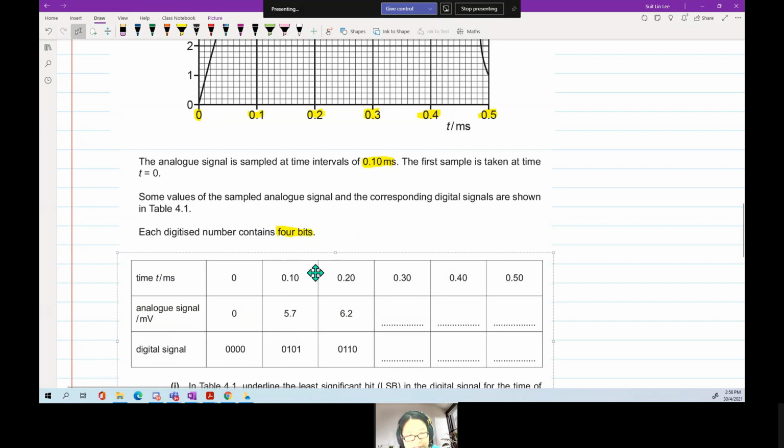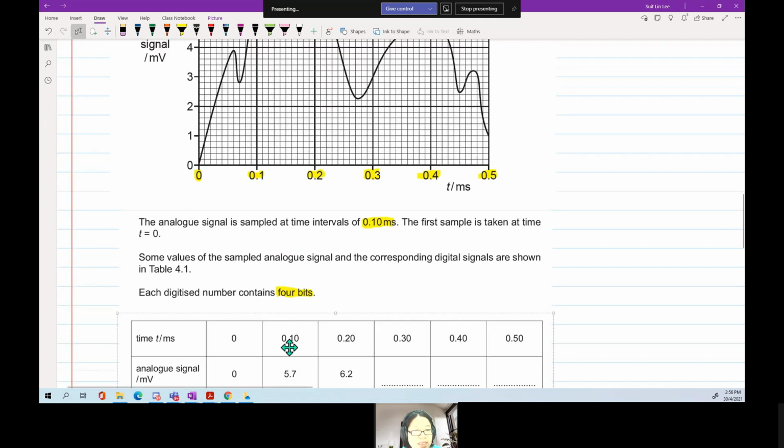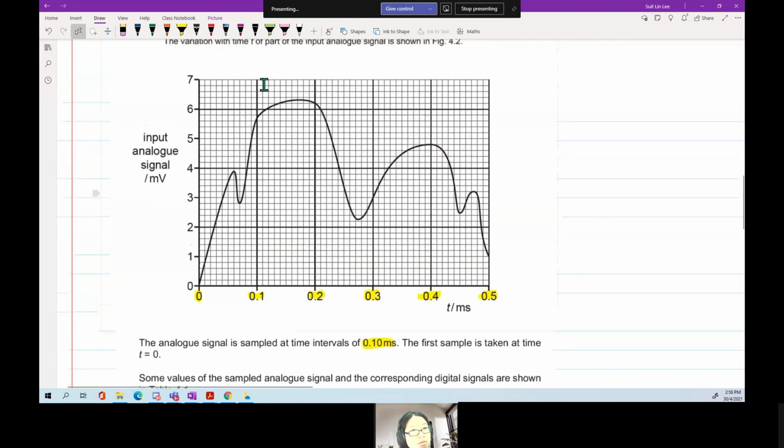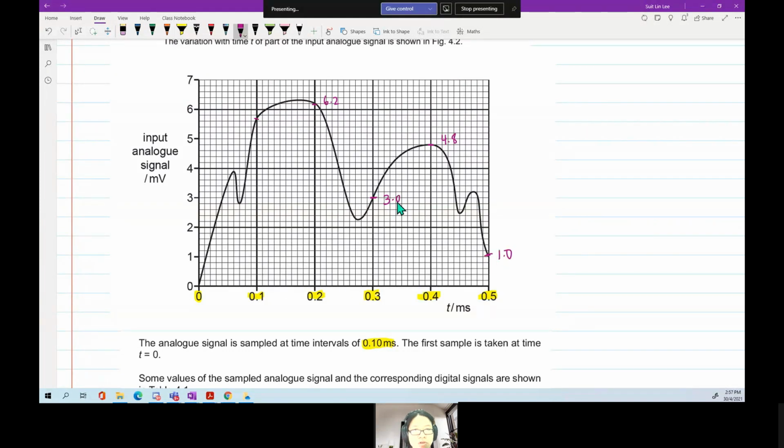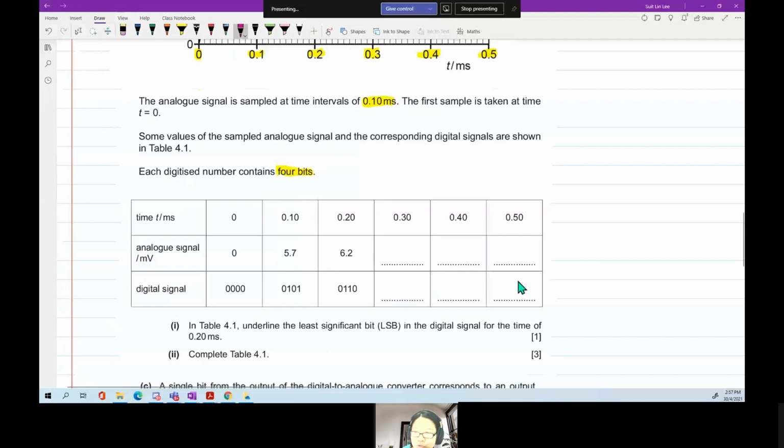So now we're going to do some data collection. At different times, we will get different signals. For example, when t is equal to 0, the signal is 0. When t is 0.1, the signal is 5.7. Is it 5.7? Yes. At 0.2, this one is 6.2. And this one here is 3, right? 1, 2, 3, 4, 5, yep. At 0.4, this looks like 4.8. And at 0.5, this looks like 1.0. So I will copy in all these numbers: 6.2, 3.0, 4.8, 1.0.